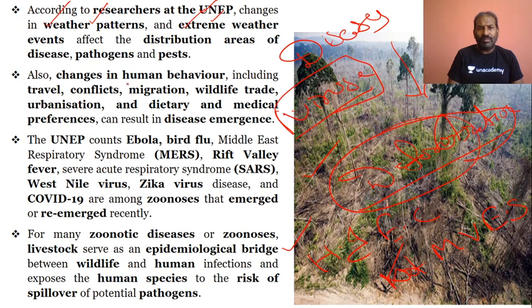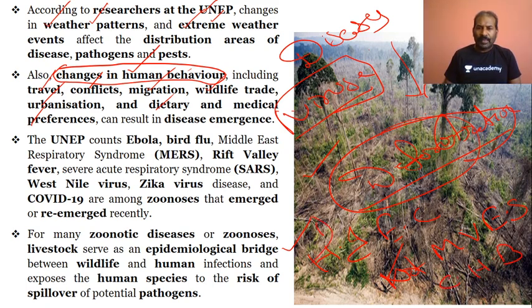And these are all because of, as I said, human activity or the changes in human behavior. What changes are we making? We go ahead with any kind of travels, and then migration, wildlife trade, conflicts, urbanization, and dietary and medical preferences. All these are changes in human behavior, and this is again a very important key phrase. And the other one is changes in the human behavior.